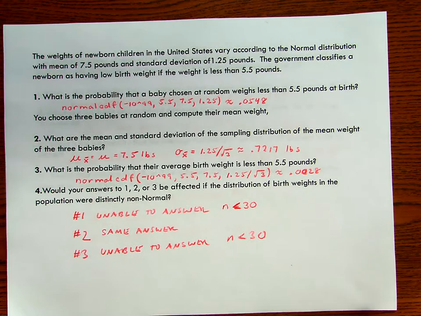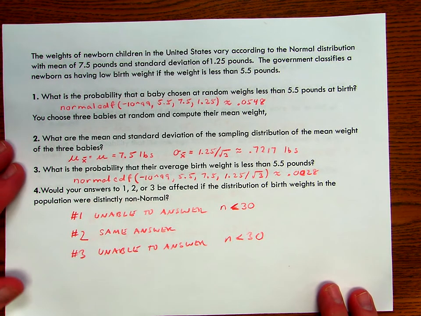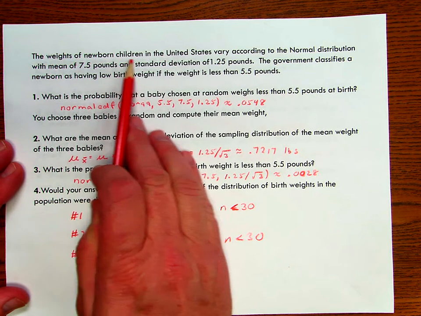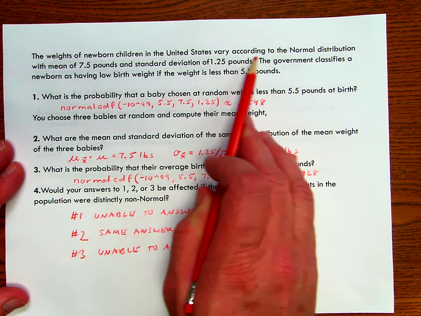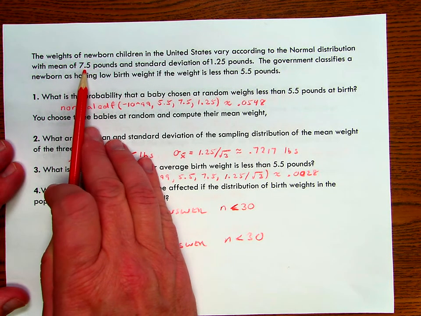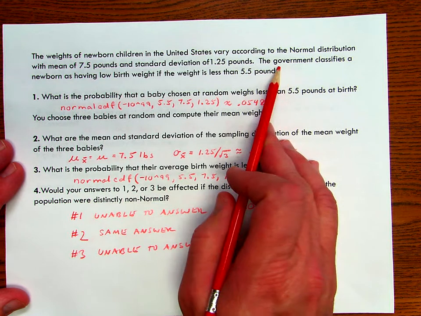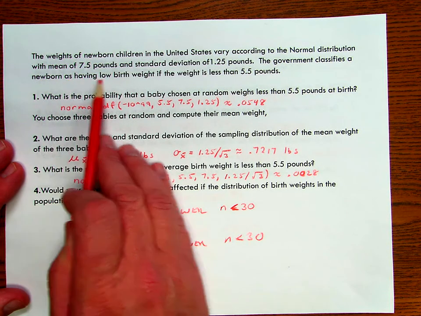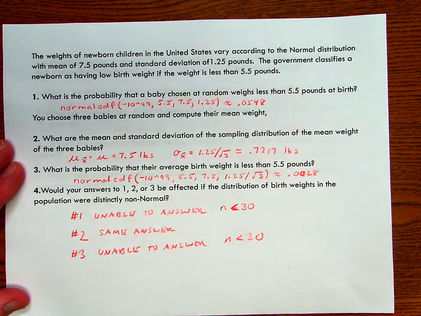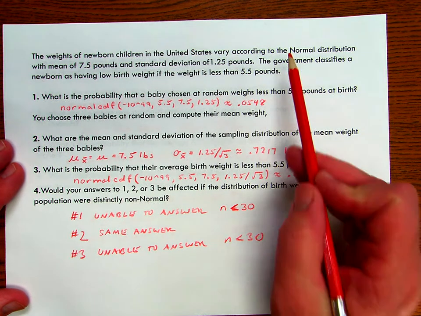All right, a couple more examples here. I already filled in the solutions in the interest of time for this video. The weights of newborn children in the United States vary according to the normal distribution, with a mean of 7.5 pounds and a standard deviation of 1.25 pounds. The government classifies a newborn as having low birth weight if the weight is less than 5.5 pounds. So as we read through this, one of the things that we want to be looking for is that right there.